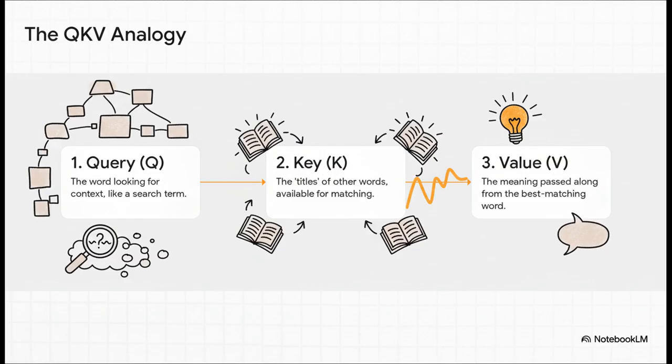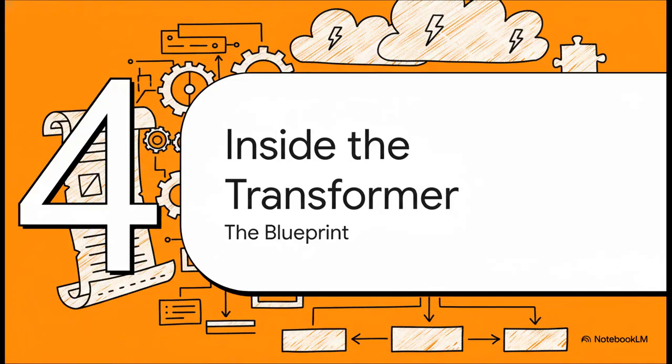By doing this for every word all at once, the model builds this incredibly rich, connected map of the whole sentence. So that's the powerful core idea. But how does it all fit together? Let's take a quick look at the simplified blueprint.